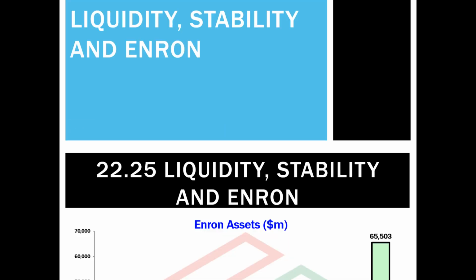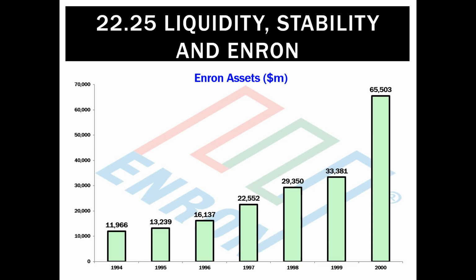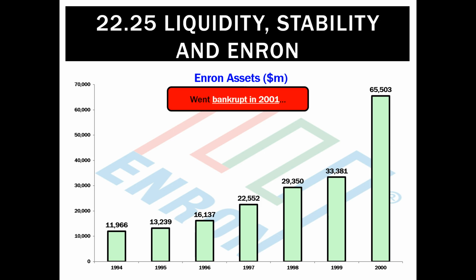Now that we've learned about liquidity ratios and stability ratios, let's go and apply them to Enron. See if we can see if there were any signs that the business was actually going to go bankrupt. So looking at its assets in the years leading up to its bankruptcy, we'd have to say no. I mean, it's got $65 billion of assets in the year 2000, which is almost double the year before. It did go bankrupt in 2001, so how do we explain that?